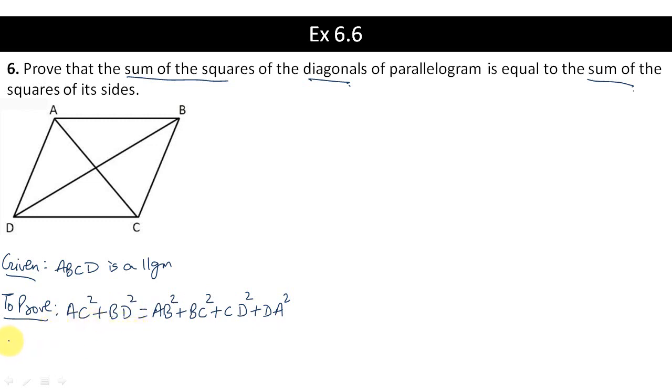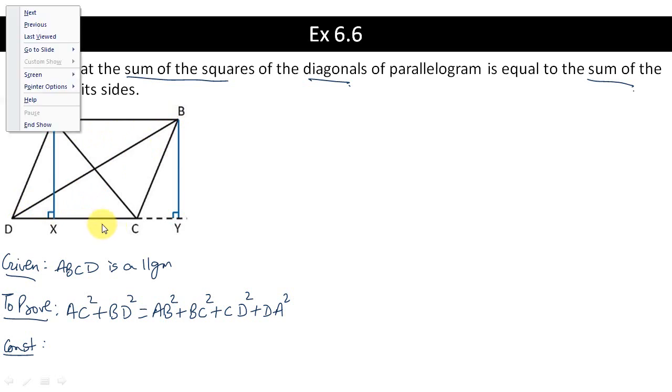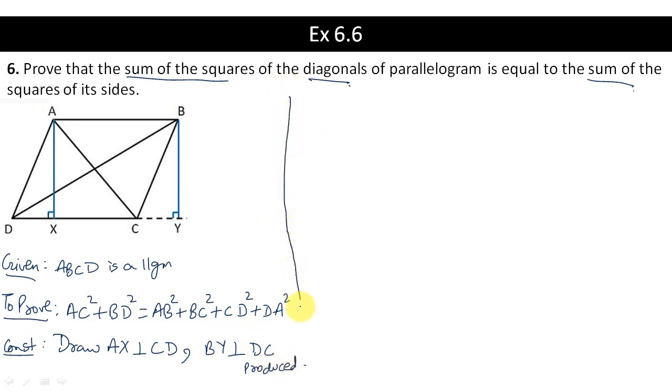So for this we'll do the construction first. Construction में क्या करना है? We'll draw altitudes from A and B to the side CD. So we'll draw AX perpendicular to CD and BY perpendicular to DC produced. Proof.